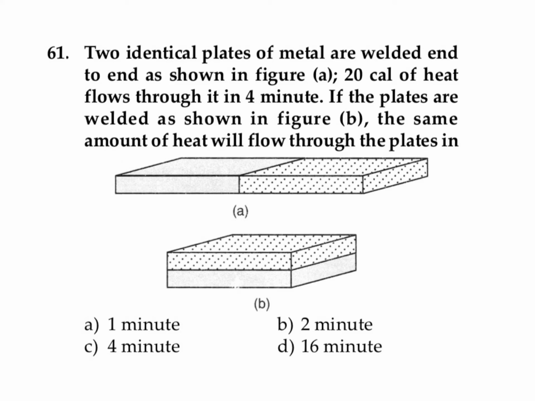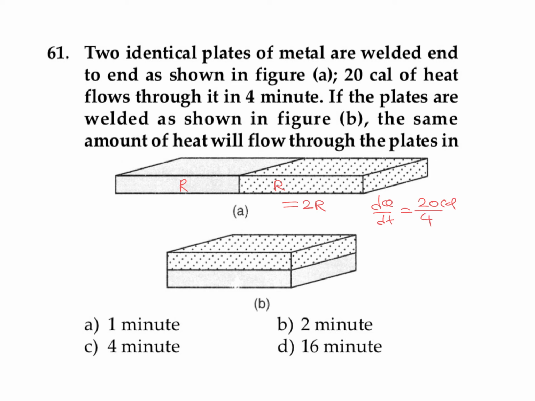And this question is: given that two identical plates of metals are welded end to end as shown in figure A. So we can take it that in the first situation, these two resistors are connected in series, so you can write the equivalent resistance of this combination is equal to 2R, and 20 calories of heat flow through it in 4 minutes. So we can write the value of dQ divided by dt is equal to 20 calories per 4 minutes.